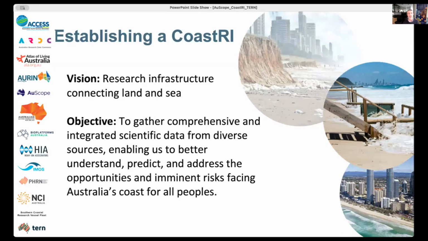So what we did was we brought together a coalition of aligned NCRIS organisations, and we identified what the problem was in our mind, but we recognised that it was much bigger than we could identify. So we initially created this concept called Coastar. We had a vision to develop a research infrastructure that connected land and sea. And we wanted to gather comprehensive and integrated scientific data from diverse sources, enabling us to better understand, predict, and address opportunities and risks facing Australia's coast for all people.